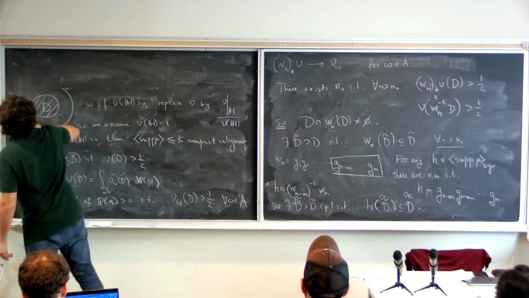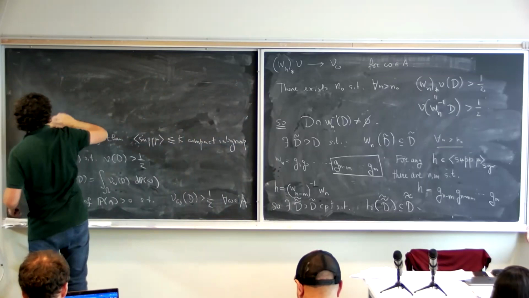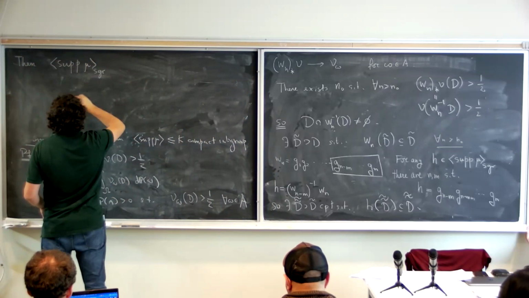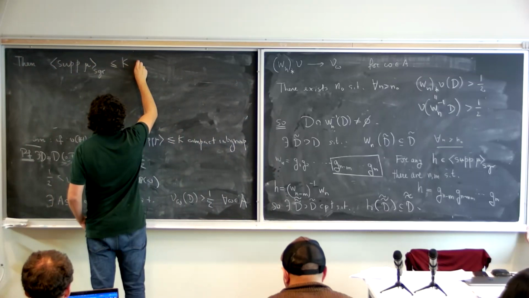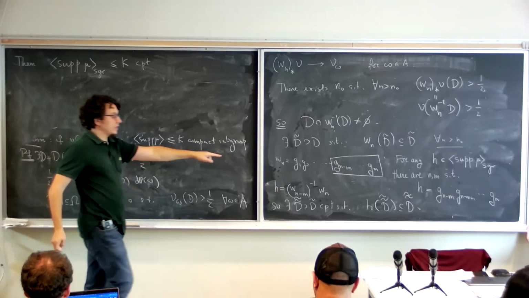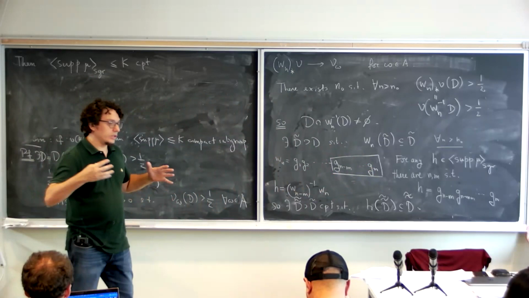So then the support of mu in the subgroup is contained in a compact subgroup, since they all preserve some big ball. So the group that preserves a big ball has to be compact.